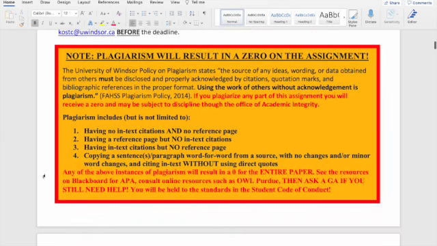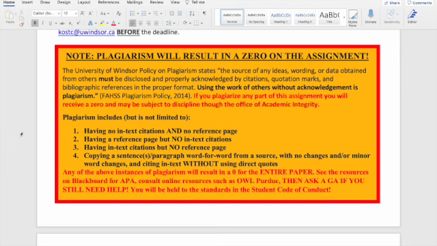So just a quick note on plagiarism. If you plagiarize on this assignment, which plagiarism includes having no in-text citations or reference page, having in-text citations but no reference page, or vice versa, or copying sentences and paragraphs from another source and not properly citing it, all of these instances will result in a 0 on the entire paper. Even if you're paraphrasing information from another source, it needs to be properly cited. Any information that you're getting from another source needs to be cited.